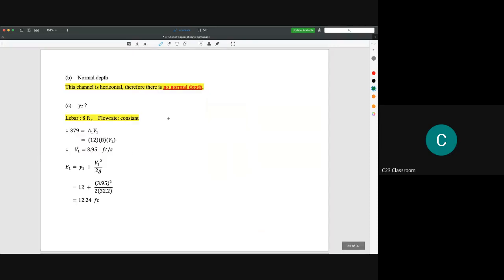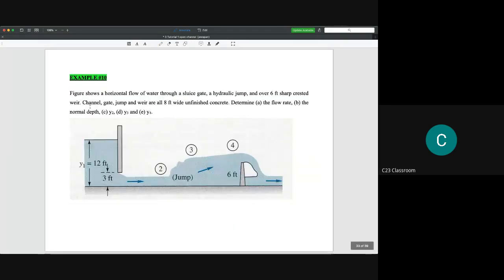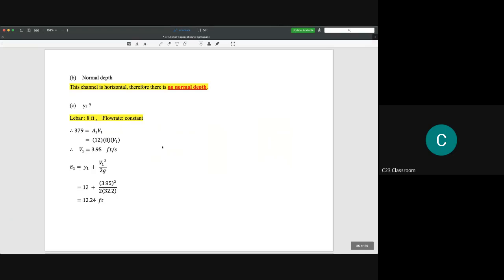Okay, we continue to the next question, which is Y2. Y2, as we see here, is the height of the water immediately after it passes through the sluice gate. We know from the question that the width is 8 feet and the flow rate is constant. We could have an equation like this: the flow rate is 379 and it equals A1 V1. We substitute all the values. We know the height, we know the width.